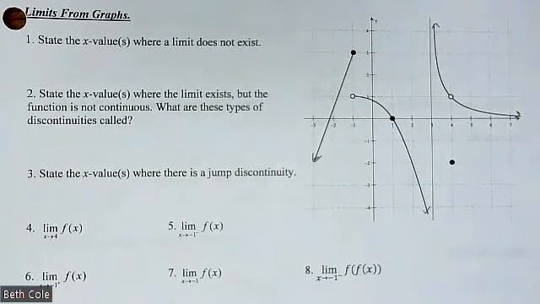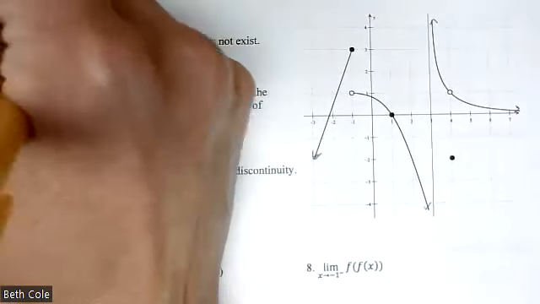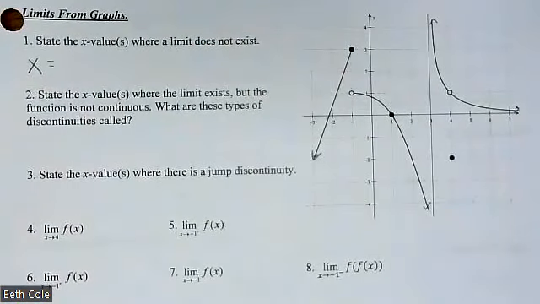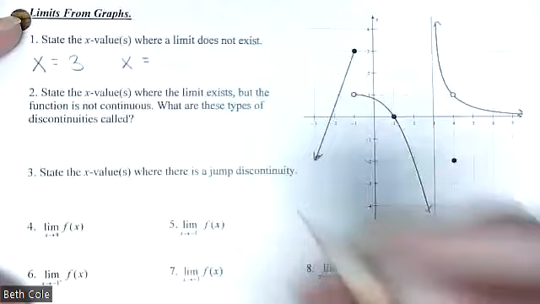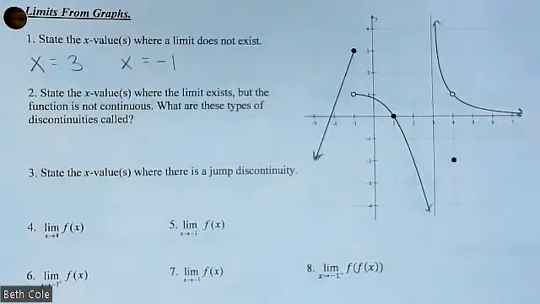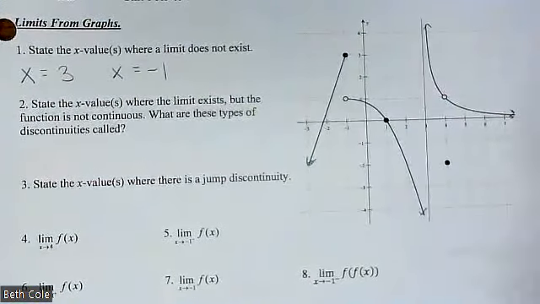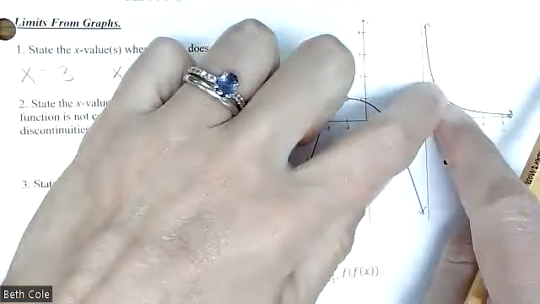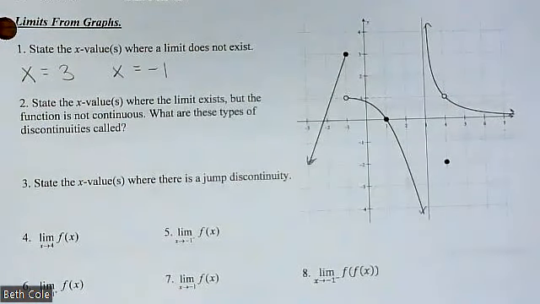All right, so we're going to state x values where a limit does not exist. So we want x equals, and there are two of them. Where does a limit not exist? At 3, there's not a limit. And then where else is there not a limit? -1. There is a limit at 4. If you zoom in on that point, both sides come to the same place. So there is a limit there.